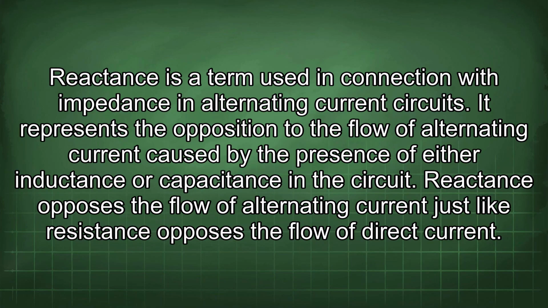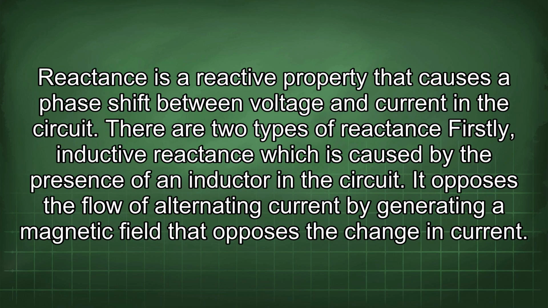Reactance is a term used in connection with impedance in alternating current circuits. It represents the opposition to the flow of alternating current caused by the presence of either inductance or capacitance in the circuit. Reactance opposes the flow of alternating current just like resistance opposes the flow of direct current. Reactance is a reactive property that causes a phase shift between voltage and current in the circuit.